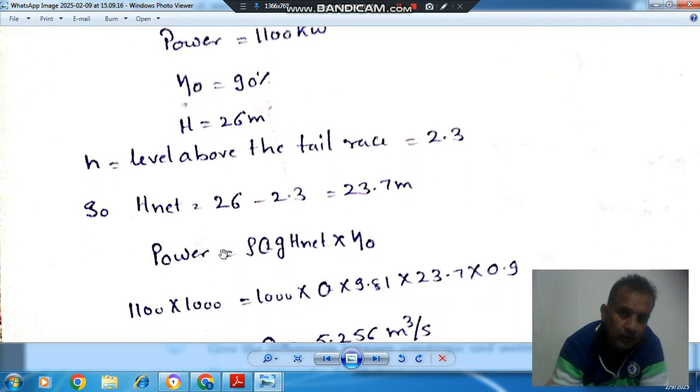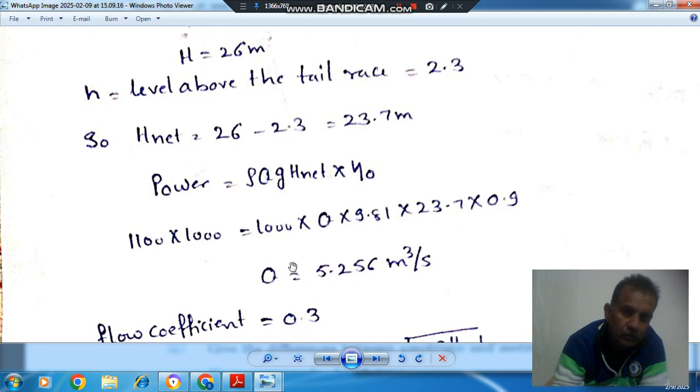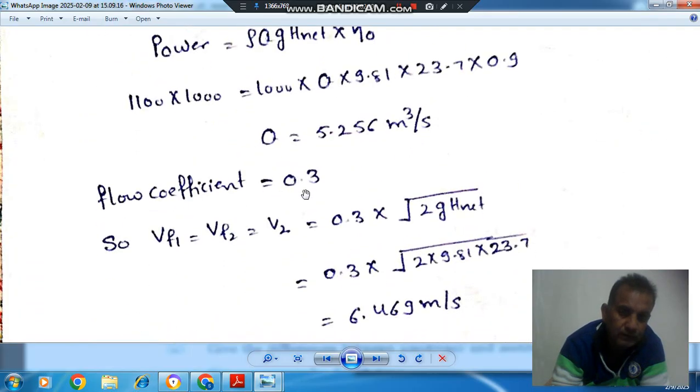And we know that the power is rho Q g H into overall efficiency. H is H net, 23.7. Rho is 1000 for water. g is 9.81. And overall efficiency is given as 0.9 and power is given as 1100 kilowatt, 1100 into 1000. So from this we can find out Q, the discharge. Discharge comes as 5.256 meter cube per second, and the flow coefficient is 0.3.